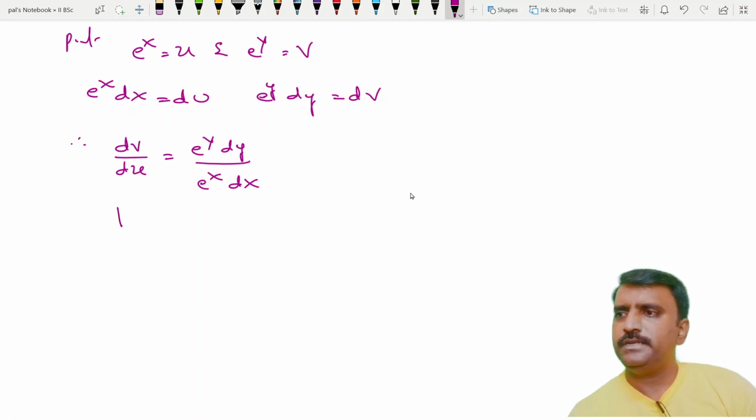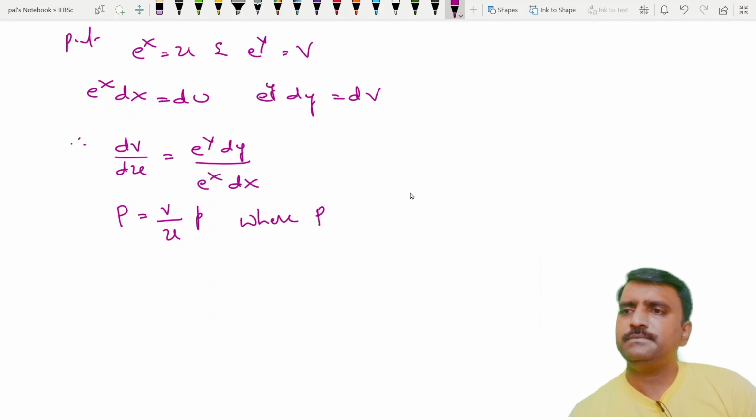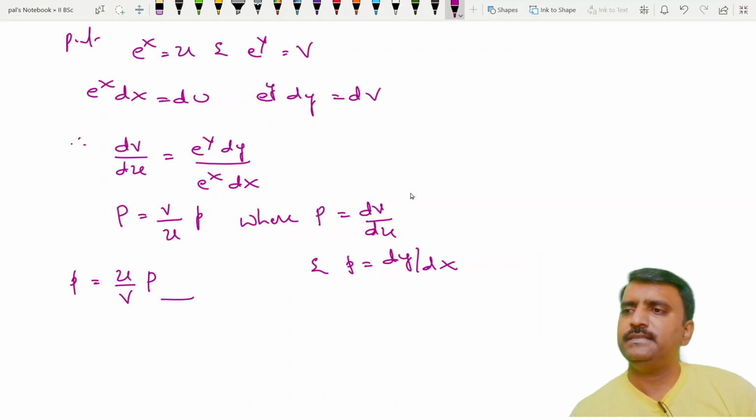So it is p is equal to, e to the y is v and e to the x is u, so v by u into this small p, where this small p is equal to dy by dx, and capital P is equal to dv by du. So now you can simplify this as p is equal to u by v into this capital P. You take this as 3.